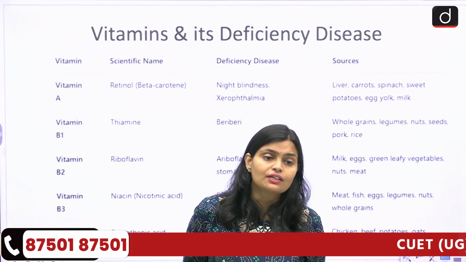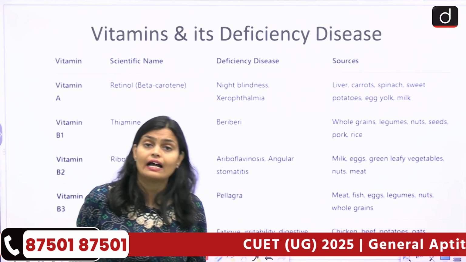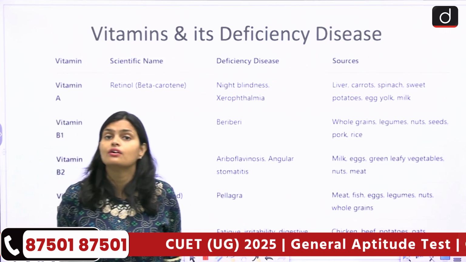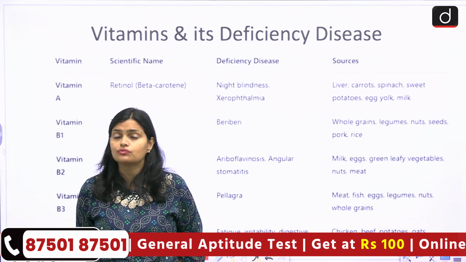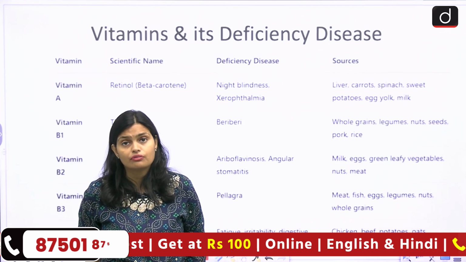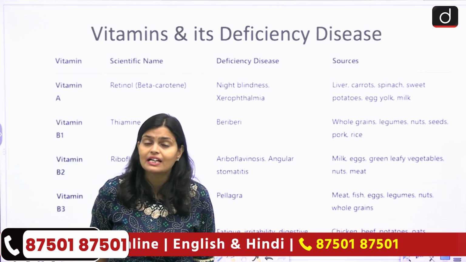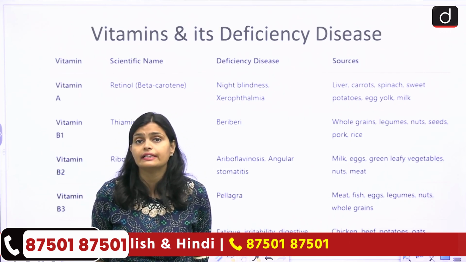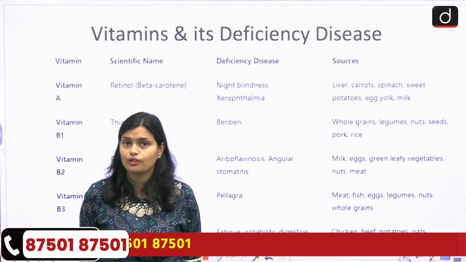Okay, fat soluble vitamins are those which are not soluble in water and only soluble in fat. Similarly, water soluble vitamins are those which are not soluble in fat and only soluble in water. So based on that, vitamins are categorized based on solubility. They are categorized as water and fat soluble.